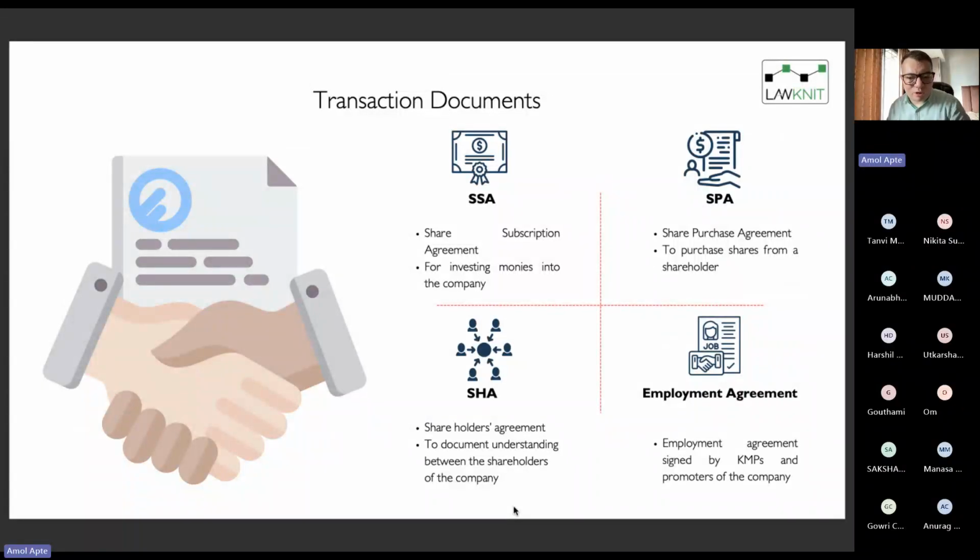It's called shareholders agreement. And the last one in transaction documents, again, employment agreement becomes important. But in this case, typically it is only related to the key managerial personnel and the founders of the company or promoters of the company. And that's why employment agreement also becomes an important part of the transaction documentation when you enter into some sort of a transaction or fundraise transaction or issuance of shares and related documentation.